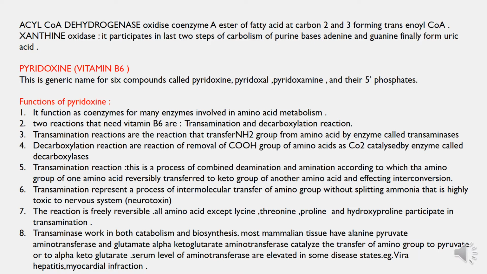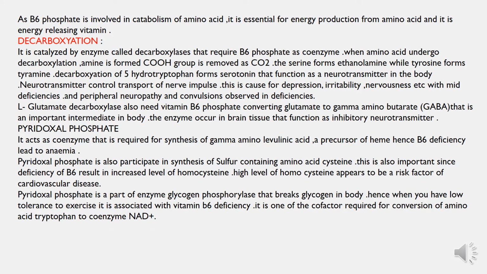Most mammalian tissues have alanine pyruvate aminotransferase and glutamate alpha-ketoglutarate aminotransferase, which catalyze the transfer of amino group to pyruvate or to alpha-ketoglutarate. Serum levels of aminotransferases are elevated in some disease states, for example viral hepatitis and myocardial infarction. As vitamin B6 phosphate is involved in the catabolism of amino acids, it is essential for energy production from amino acids and it is an energy releasing vitamin.